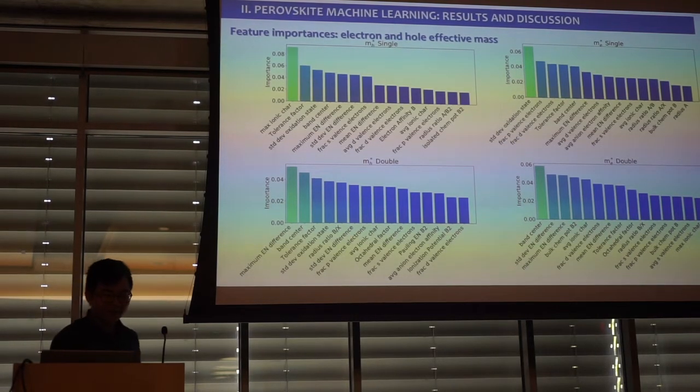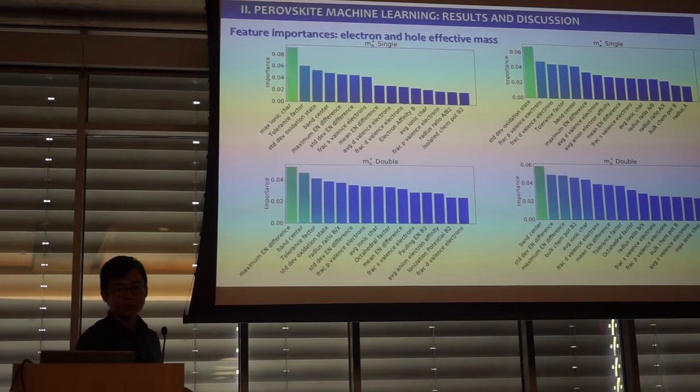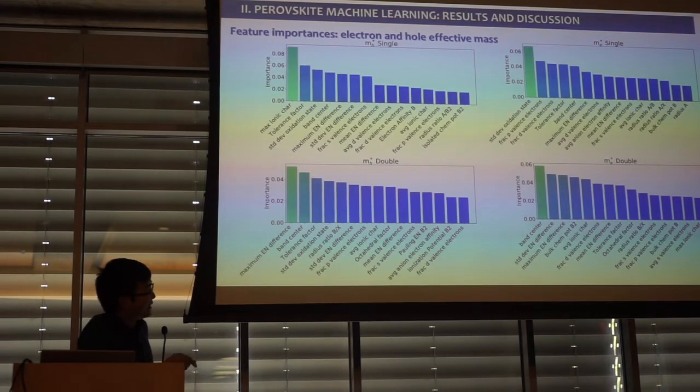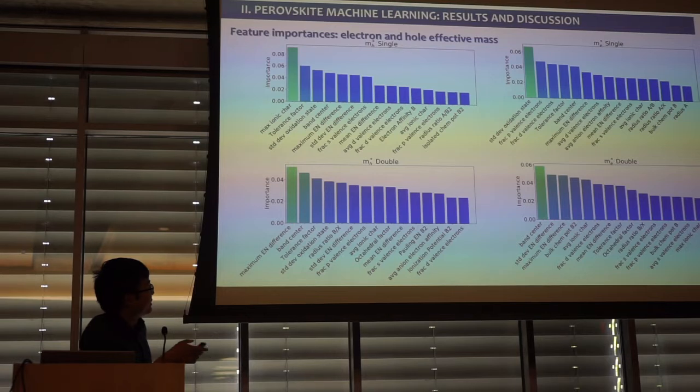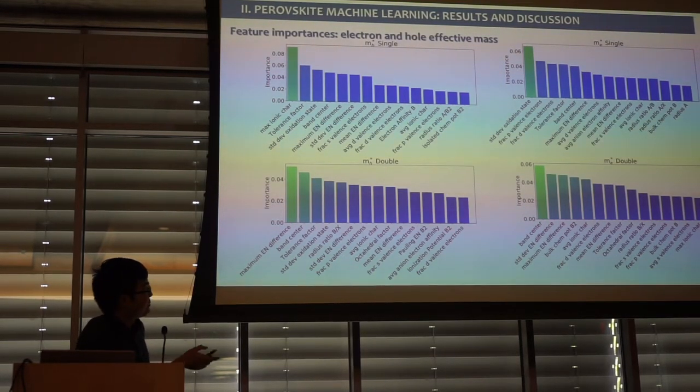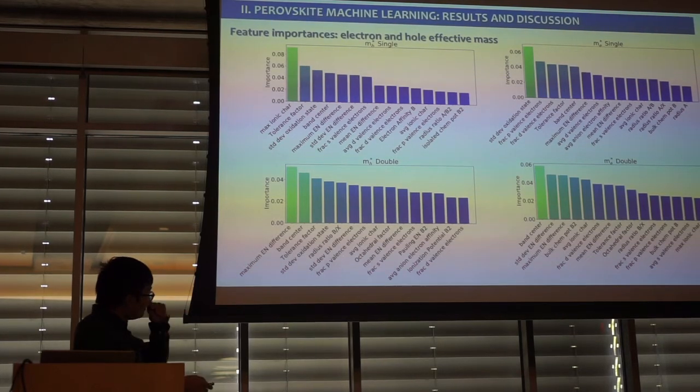Okay, so now I'm going to talk about the electron and hole effective mass results. What you see in these plots is that there's even less of a bias towards one particular feature, but rather a big set of features that are important in predicting the effective mass.